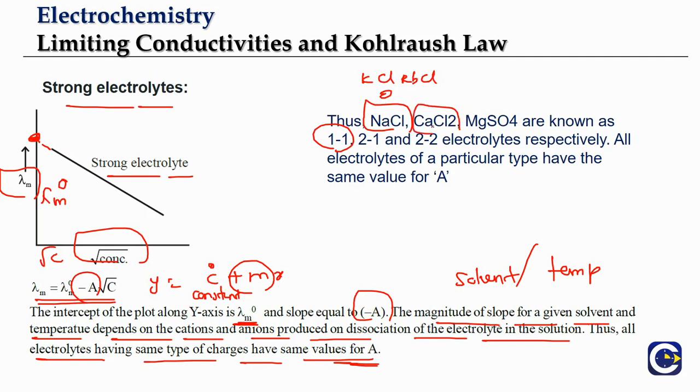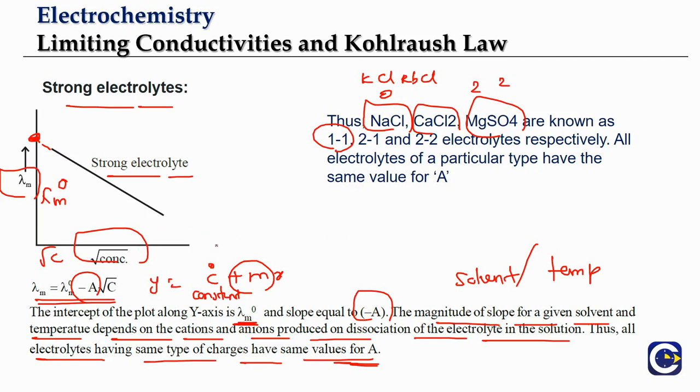Next we have calcium chloride, basically 2,1 type. So the charge of calcium is 2 and the charge of chlorine is what? 1. Then we have 2,2 type, meaning the charge of magnesium is what? 2, and the charge of sulfate ion is what? 2. So depending upon the type of ions present, the electrolytes are going to have the same value of A. Clear guys? We just need to look at the nature of the charges on the ions. When we have the same type of charges on the electrolyte ions, the electrolytes are going to have the same value for the slope magnitude.